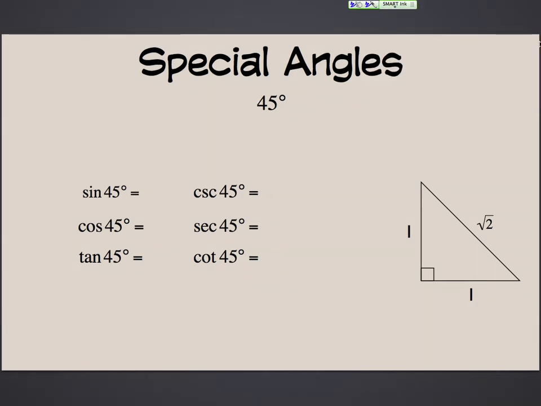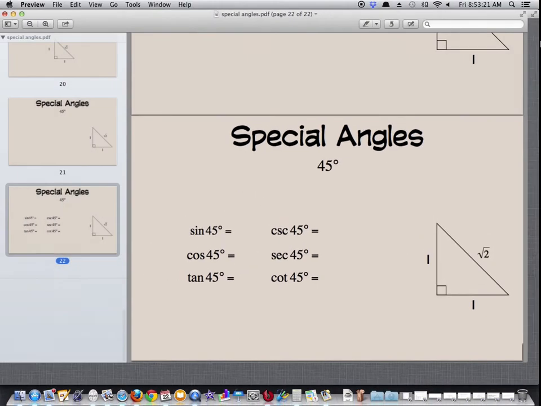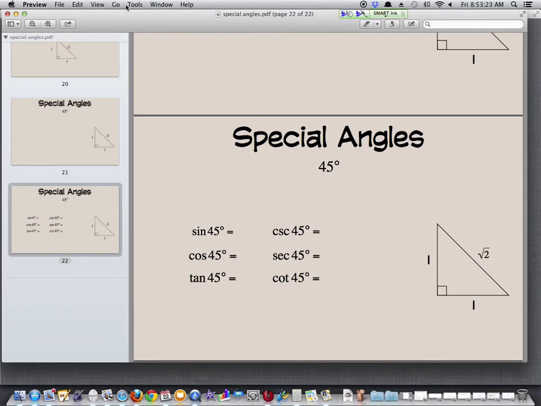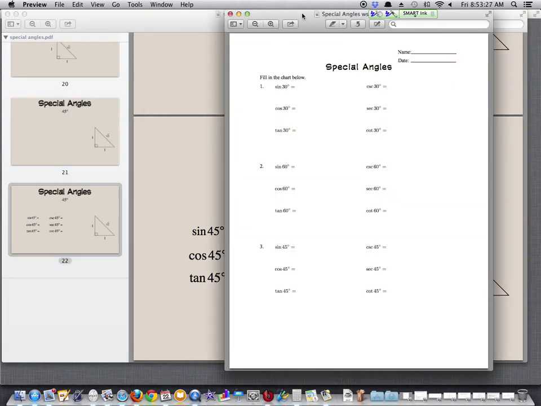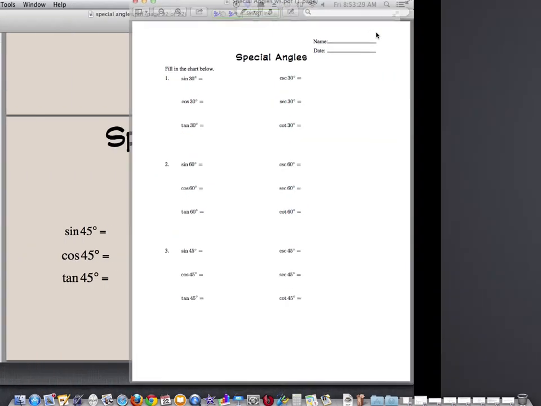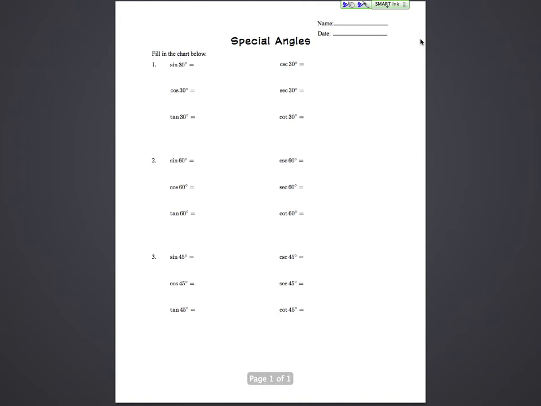Now, we're going to fill out a worksheet daily until we have all these memorized. I'm going to show you what this worksheet looks like, and then I'm going to pass it back to you. But I'm first going to show you how you need to fill it out. So this is what you're going to get. We've got the 6 trig functions for 30, 60, and 45. So the first thing you're going to do when you get this is what? Fill in the formula. Fill in the 3 things you need to have memorized.